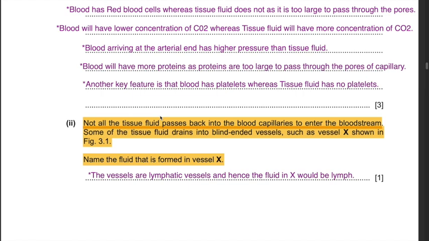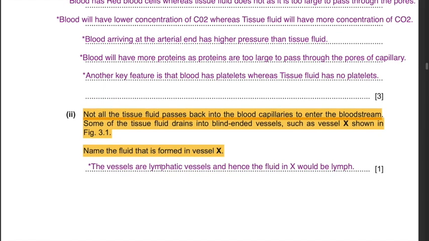And what other structures are present in such areas? Well, the only vessel that should come into your mind is the lymphatic vessel. So the vessels are lymphatic vessels, and hence the fluid in X would be lymph, because the question is asking about the fluid. Name the fluid that is formed in vessel X. Vessel X is a lymphatic vessel. The fluid that is formed in vessel X is lymph. So the answer is lymph.